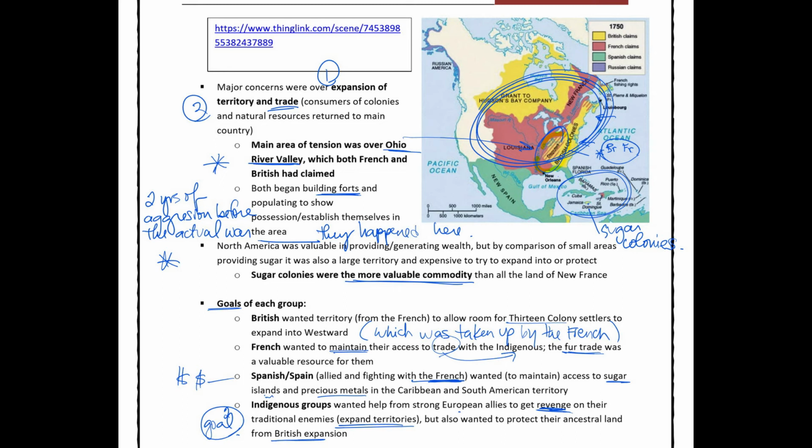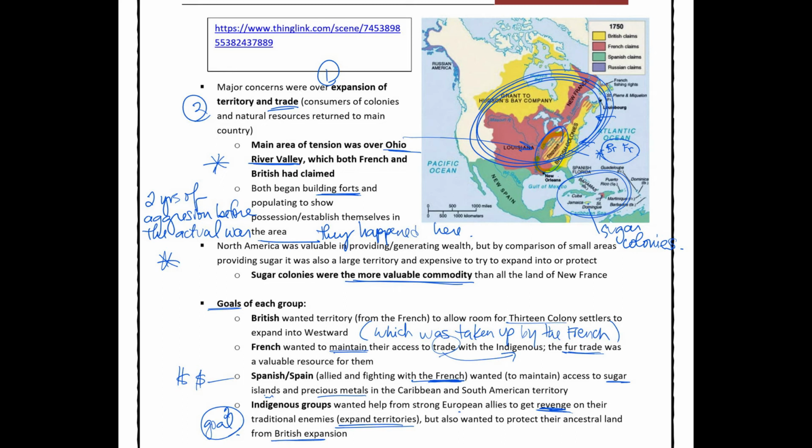To help you break down what each of the different parties involved in this war wanted, you've got the list here. The British wanted the ability to expand westward so that their colonists had a place to move and expand to, right? They wanted room for the 13 colonies to expand into the west, which was taken up by the French at that point. So that was why they were focused on battling the French for that.